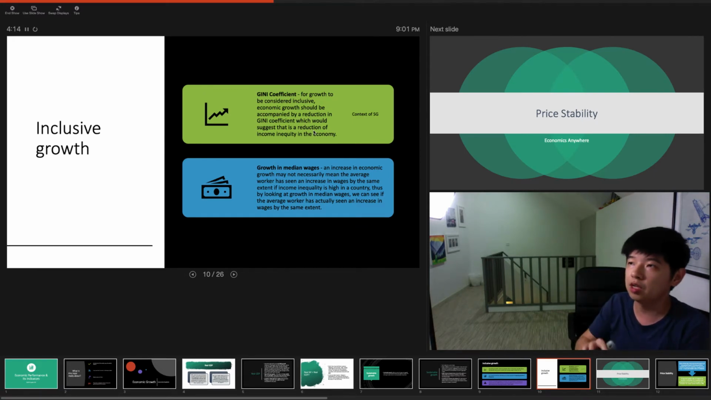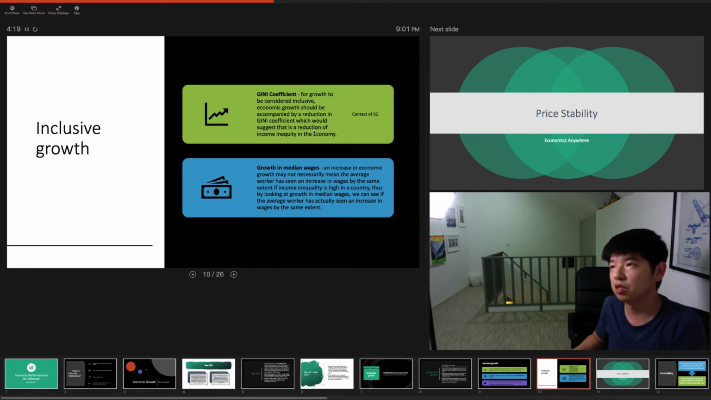So for example, if we have economic growth, but the Gini coefficient is increasing, then we don't think that the growth is inclusive. For growth to be considered inclusive, we want economic growth to be accompanied by a reduction in the Gini coefficient, which will suggest that the income inequity problem is improving in the country. Alternatively, we can also look at the growth in median wages. We want to see that an increase in economic growth also helps the average worker see an increase in wages by the same extent. But if income inequality is very high, then if we look at growth in median wages, we might not actually see that the average worker saw an increase in wages by the same extent.